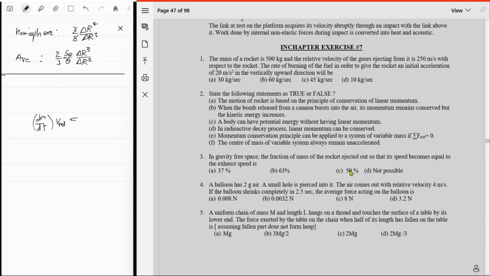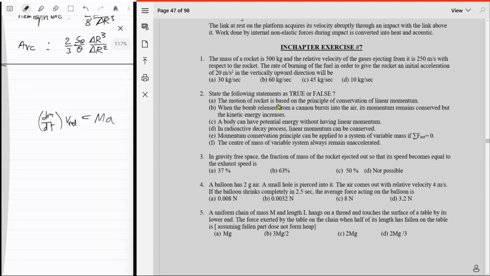And what's that actually? The mass of the rocket is this thing, the relative velocity of the gas is this thing, and the rate of burning of fuel gives the rocket an initial acceleration, so you know the acceleration. So you actually know what the force is: it's the mass of the rocket times this acceleration. Okay, let's figure out what this is, because that's what you're asking. So m a upon v relative. What is m? 500 kg. The acceleration is just 20, and that upon the relative velocity, which is 250.